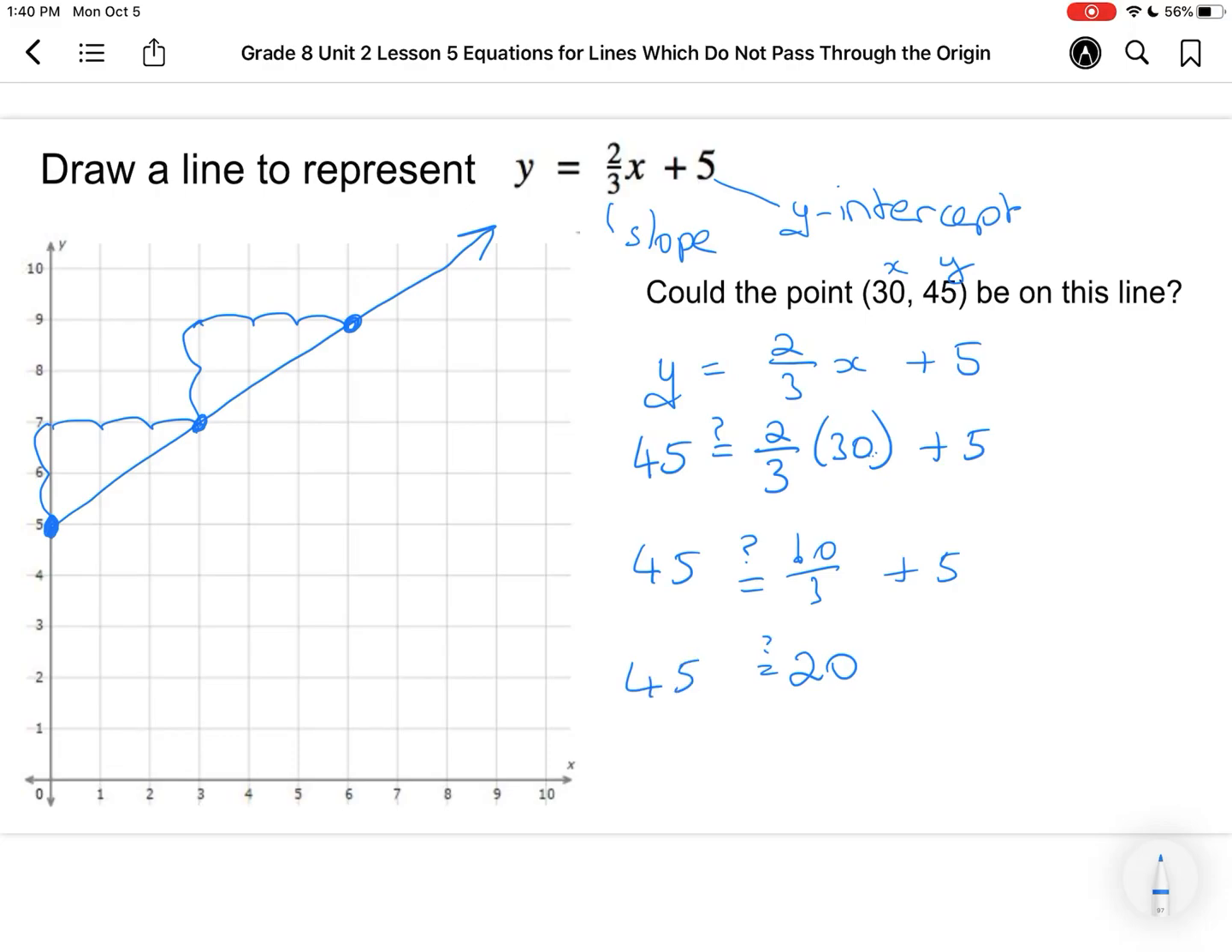So is 45 equal to 20 plus 5? Nope, 45 is not equal to 25. So this point (30, 45) is not on the line. No.